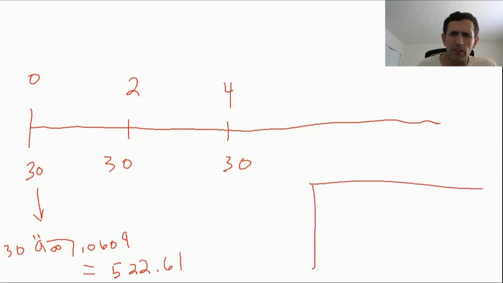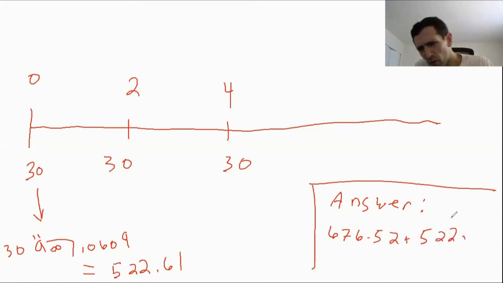Okay, so for my answer, just add up these two present values. If you go back, it's 676.52 plus 522.61, and that's going to be $1199.13.